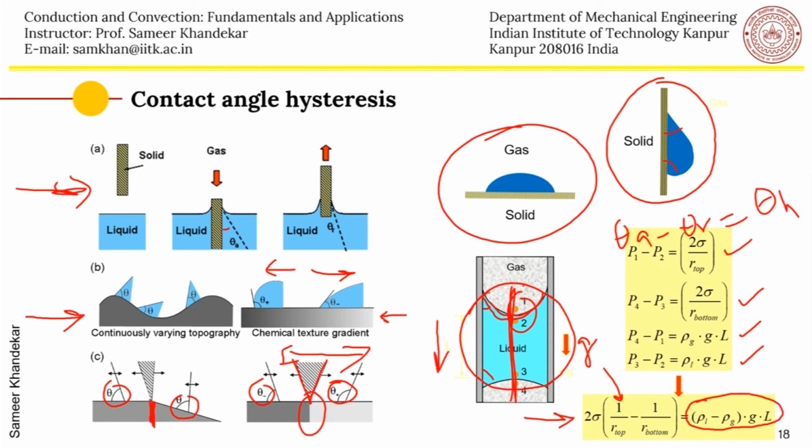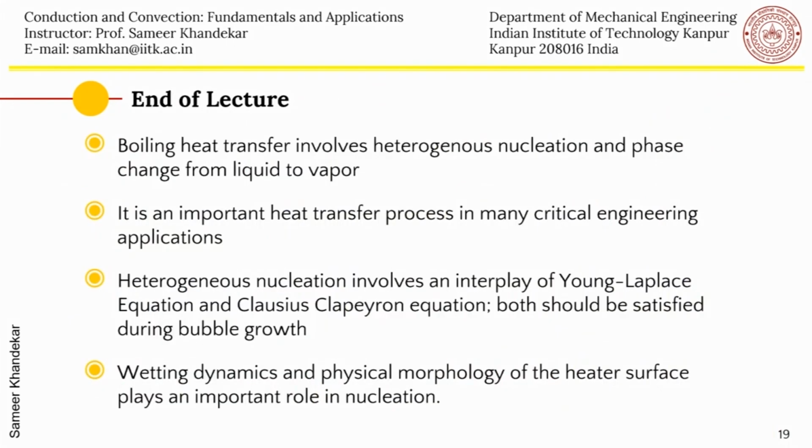We will just summarize by saying that boiling heat transfer involves heterogeneous nucleation and not homogeneous nucleation. That is what our focus is. And it is essentially a process of changing over from a liquid to a vapor phenomenon. It is a very important heat transfer process in many critical engineering applications. Heterogeneous nucleation involves an interplay of the Young-Laplace equation and the Clausius-Clapeyron equation. Both should be satisfied during bubble growth. And wetting dynamics and physical morphology of the heater surface play an important role in nucleation.